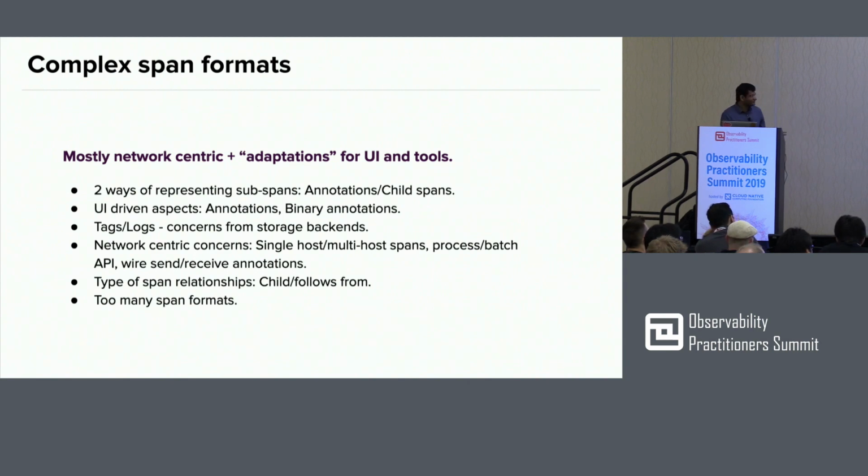And then there are network-centric concerns, right? So Zipkin has multi-host spans, where span events can belong to multiple hosts. Jaeger has a single-host span, where every span contains data produced from a single host, right? There are wire send and wire receive annotations. And then there are complexities around span relationships. And there are just basically too many span formats out there, each with its own take on what a span should contain.